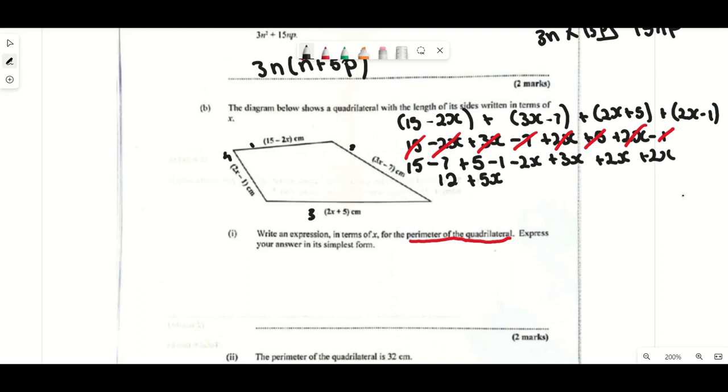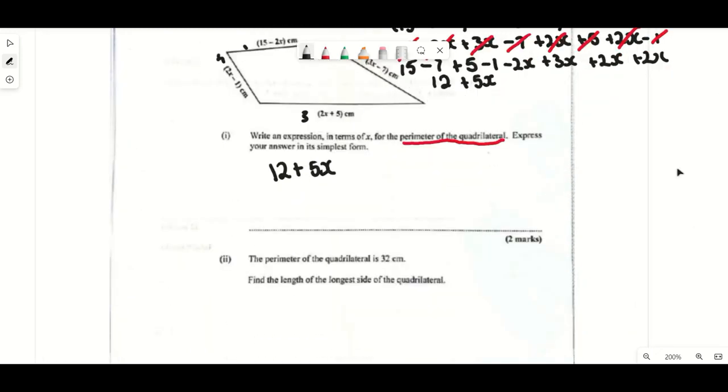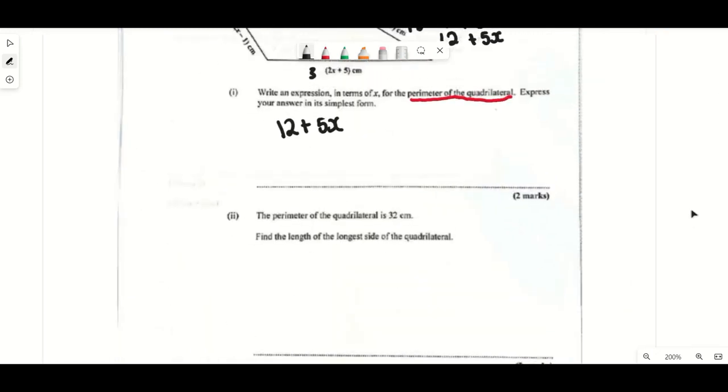Right? And that would be it for the expression. So your expression in terms of x for the perimeter of the quadrilateral would be 12 plus 5x. Alright, so let's go to the second part. The perimeter of the quadrilateral is 32 centimeters. Find the length of the longest side of the quadrilateral.